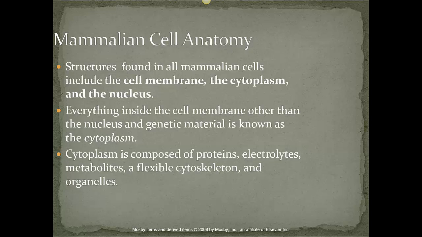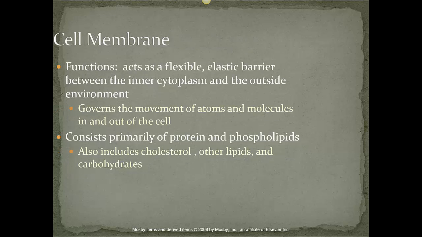Everything inside the cell membrane other than the nucleus is known generically as cytoplasm. So a lot of these structures we're going to be talking about all together are going to be known as cytoplasm. And so there's the proteins, the electrolytes, cytoskeleton, organelles. All these different things are going to be found inside the mammalian cell.